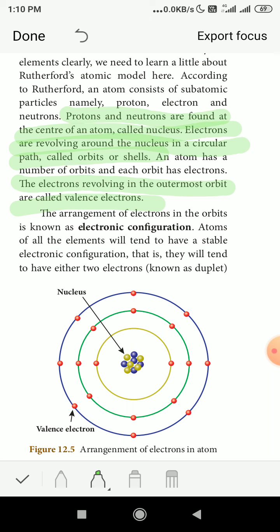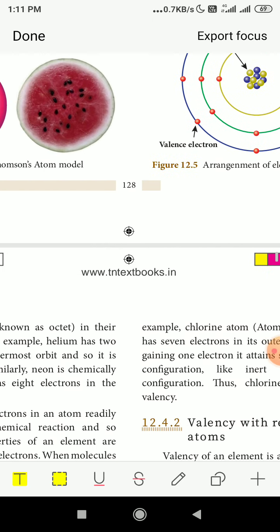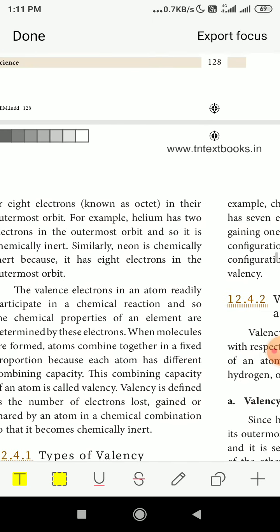Next is the electronic configuration. The arrangement of electrons in the orbits is known as electronic configuration. Orbits are ring-like structures, and how the electrons are arranged on them is called the electronic configuration. Atoms of all elements tend to have a stable electronic configuration, so each atom has a fixed electronic configuration.